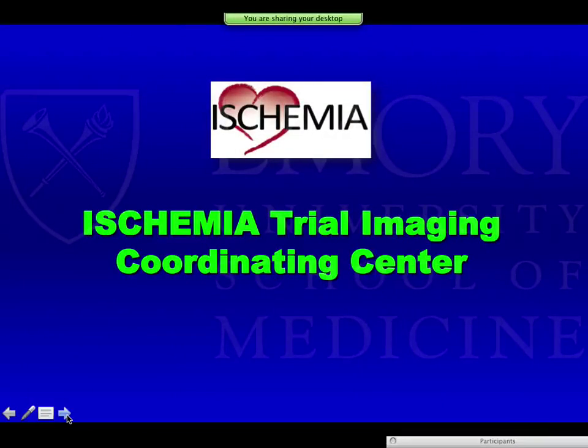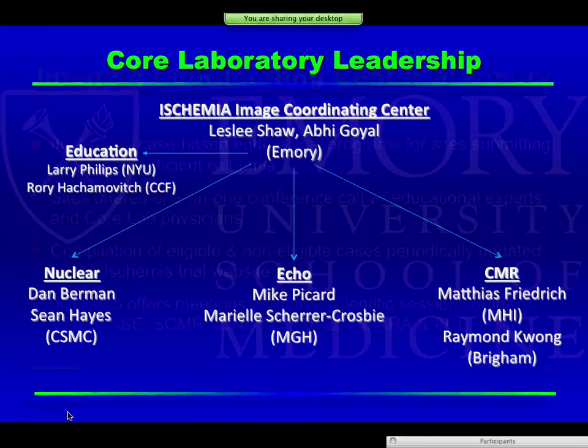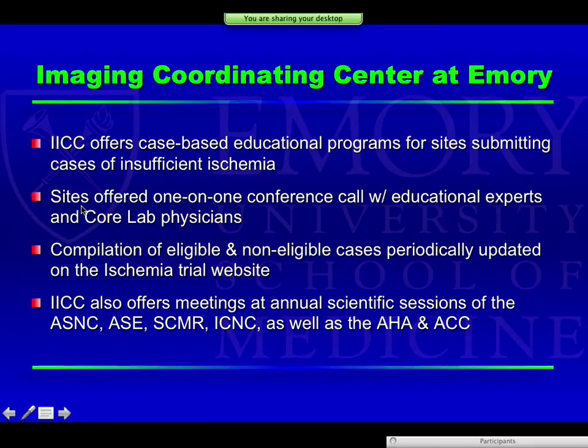Just to let you know, Emory is coordinating all of the imaging activities within the ischemia trial. Abhi is helping me out extensively with this. We have an educational component to help the sites. We provide a lot of educational offerings for the sites, webinars, et cetera. We have 3 core labs, which we've talked about, at Cedars, Mass General, as well as Montreal Heart and the Brigham and Women's Hospital.